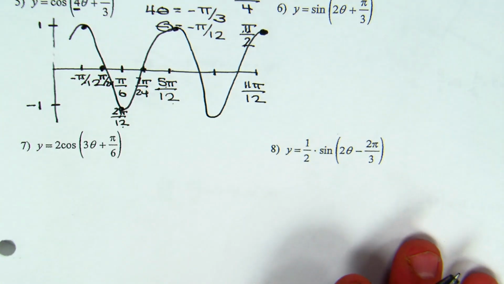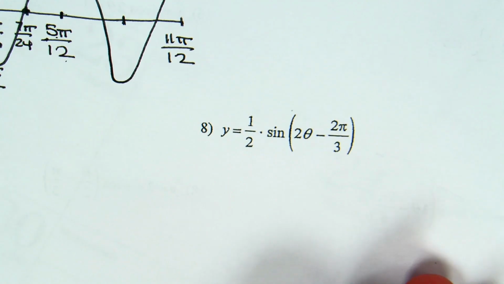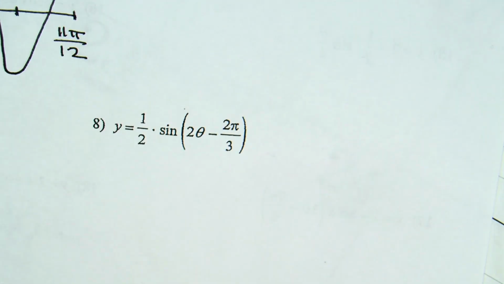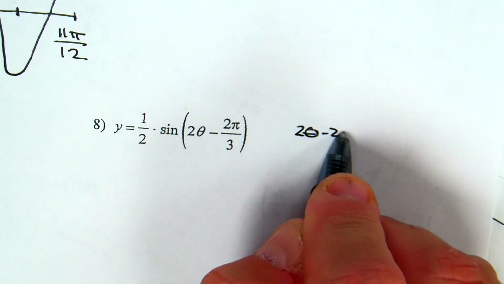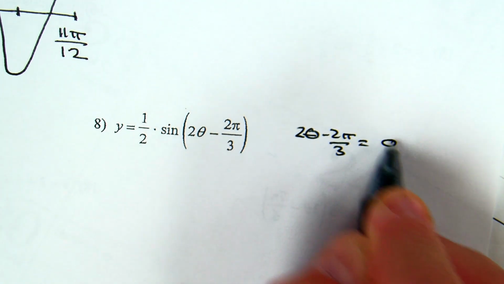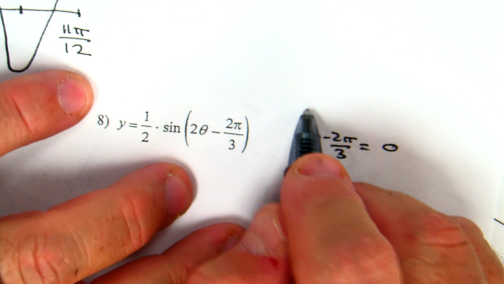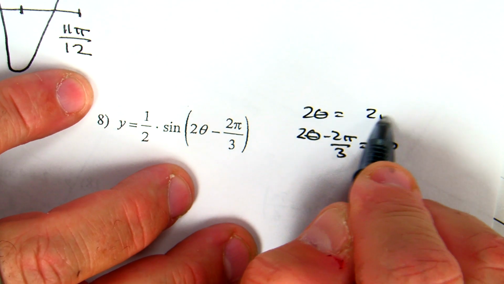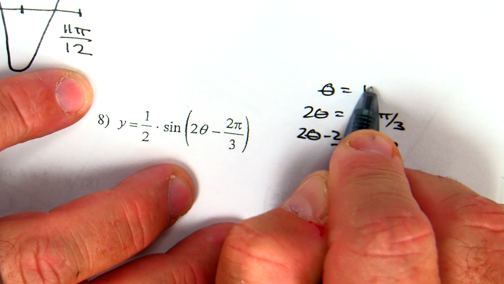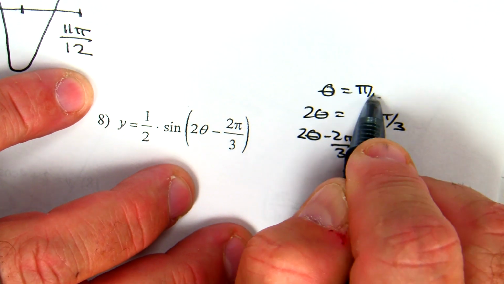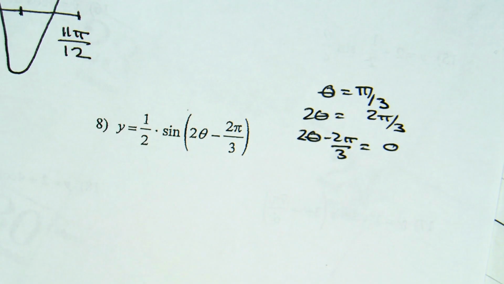Number 8. Y equals 1/2 sine of 2 theta minus 2 pi over 3. Set 2 theta minus 2 pi over 3 equal to 0. 2 theta equals 2 pi over 3. Divide by 2. Theta equals pi over 3. So that's my left endpoint.